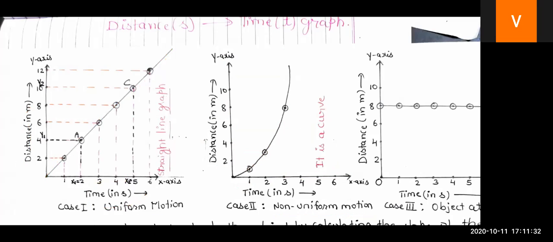Now let's see. Here children, initially at time t equals to 0, the object is at 8 meter away from the origin. At time t equals to 1, the object is still at 8 meter. At time t equals to 2 seconds, the object is still at 8 meters. And at time t equals to 3 seconds, the object is still 8 meters away from the origin. So children, as you can see that the distance throughout is 8 meter only. So distance is not changing, right, with time.